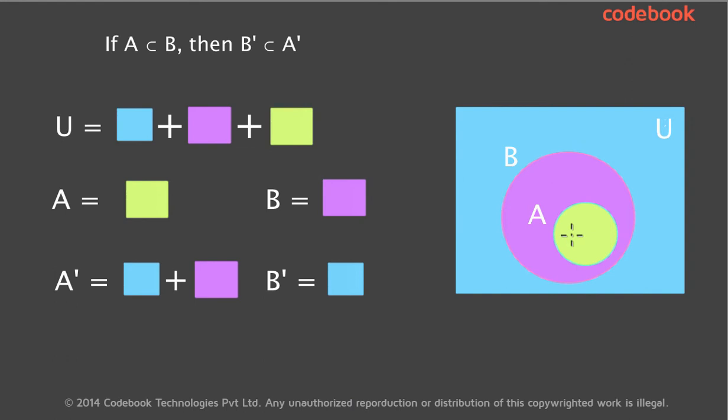What is A complement? A complement is the entire area which is outside the green area, which is nothing but your purple area plus the blue area. Purple area plus the blue area is your A complement. Whereas B complement is the entire area outside the purple area, which is your blue area. If you observe these two, the blue area is part of both A complement and B complement. So B complement, which is your blue area, is a subset of A complement.